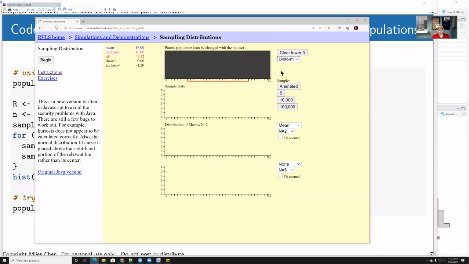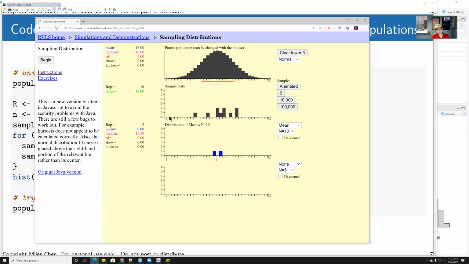This also allows you to have a distribution that's, say, uniform. A uniform distribution says that all values from 0 to 32 are equally likely. With the normal distribution, if I take a sample of 10, most of the values will come from the middle-ish region, and we very rarely get values up at 32 or down at 0. If I take another sample of 10, we don't get any values way up here or way down here.